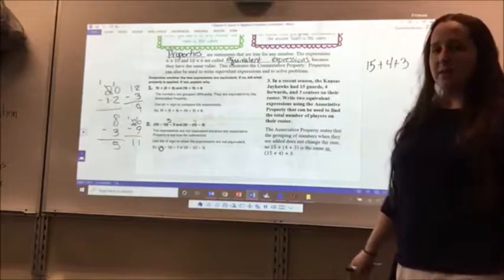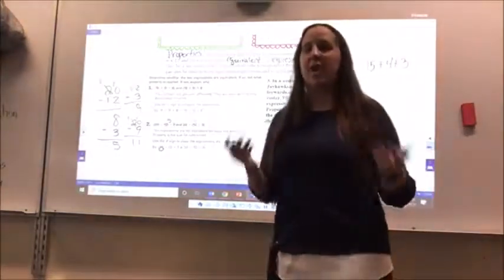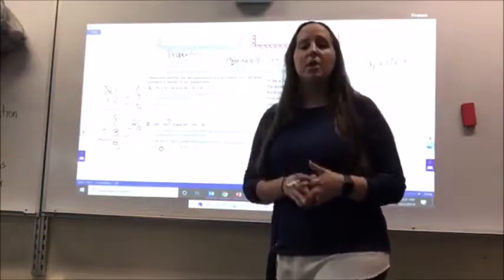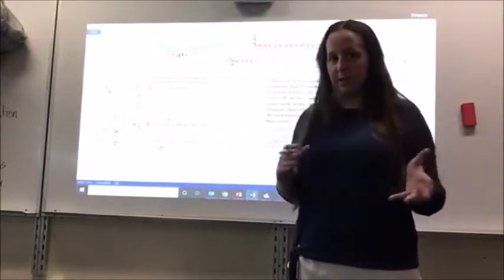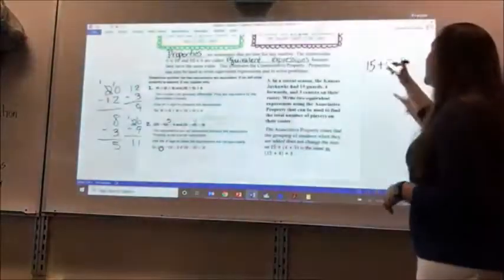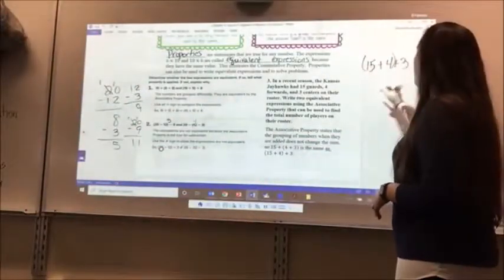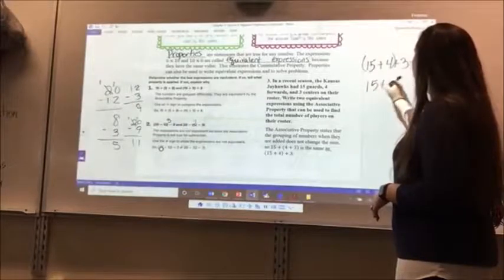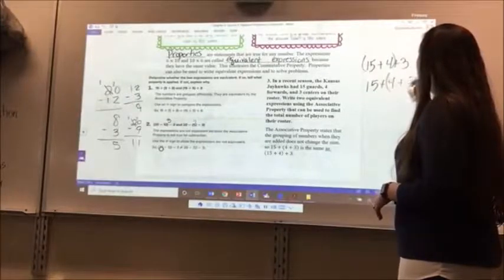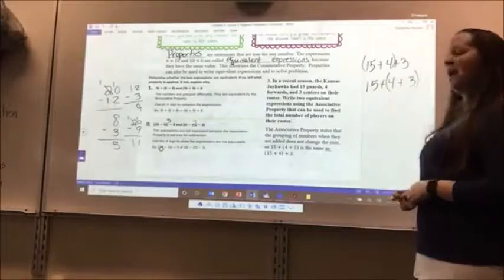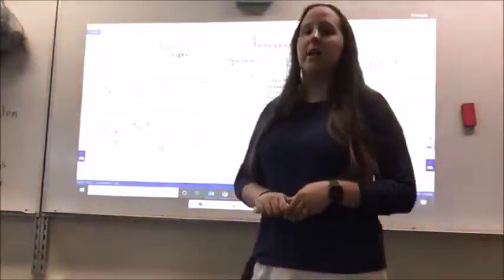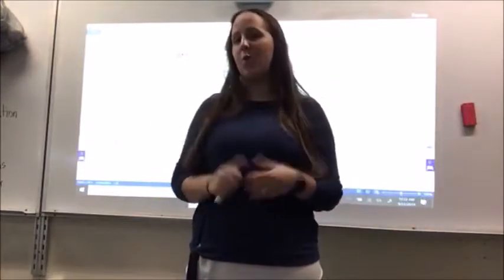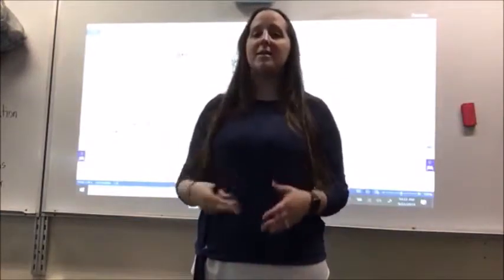Now I can write them using the associative property, which means I just have to use grouping symbols. So what I can do is take and group each of those 3 numbers differently. So I can group 15 plus 4, and then I can group 4 plus 3. Either way, I'll get the same answer because it's an associative property using addition, meaning it doesn't matter what way I group my numbers, I'll still get the same answer.